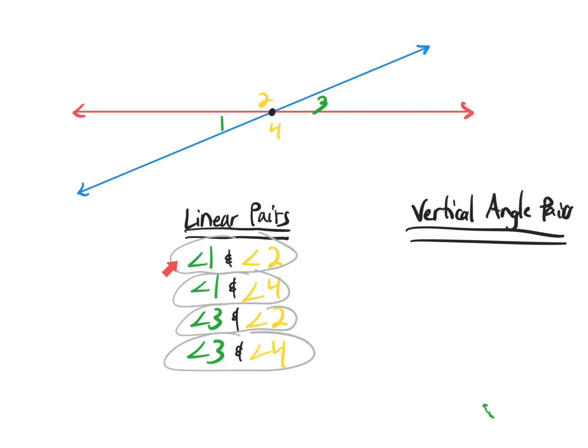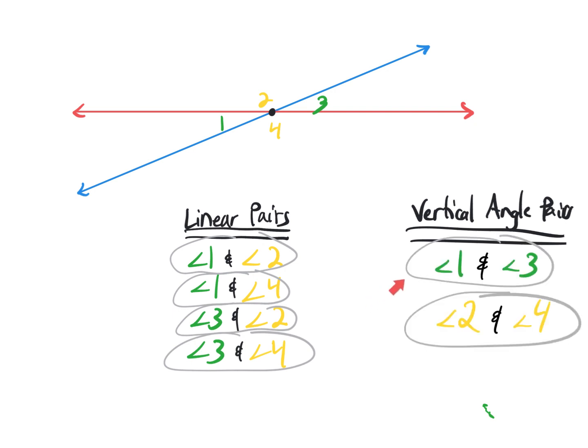Each of these pairs are the linear pairs, and you should stop the video and think about 1 and 2 and why they're a linear pair, etc. And each of these pairs are vertical angle pairs. You should look at these two green angles, 1 and 3, and recall why they are vertical angles. And the same for 2 and 4.